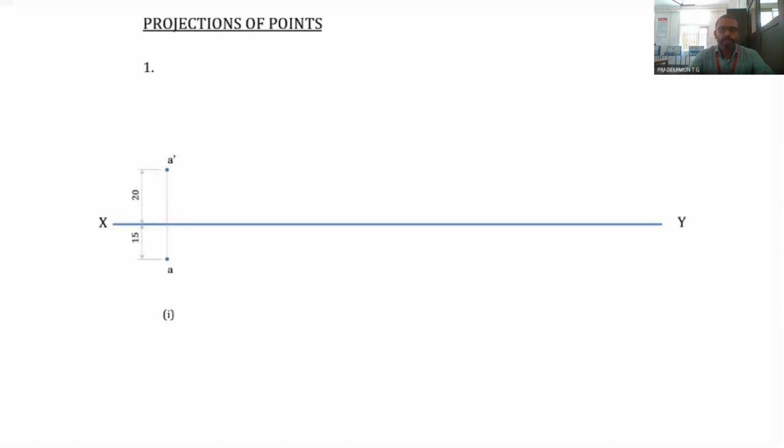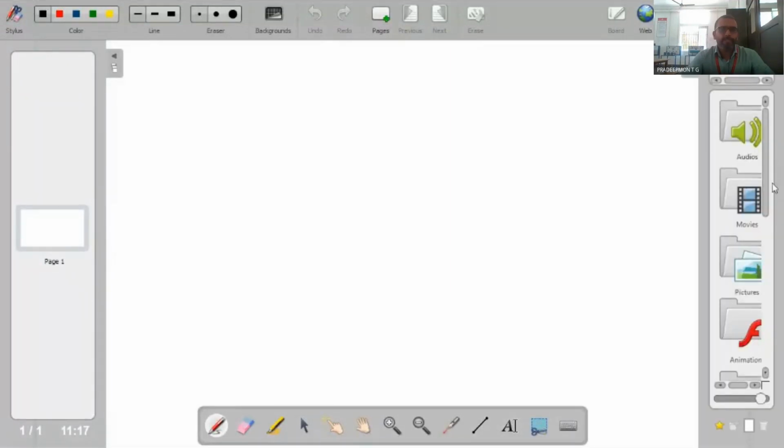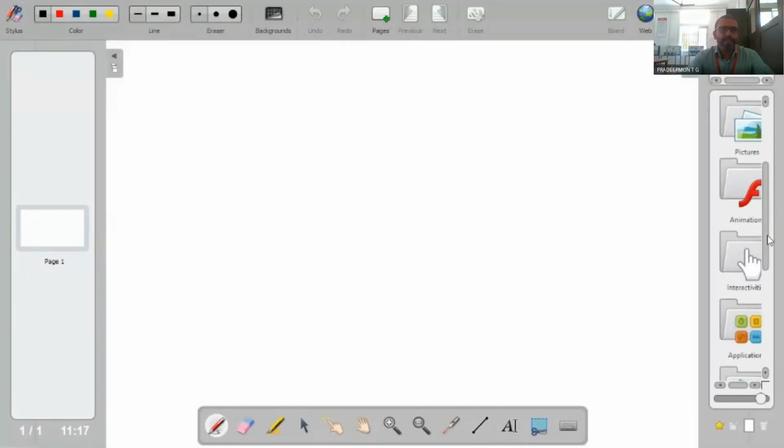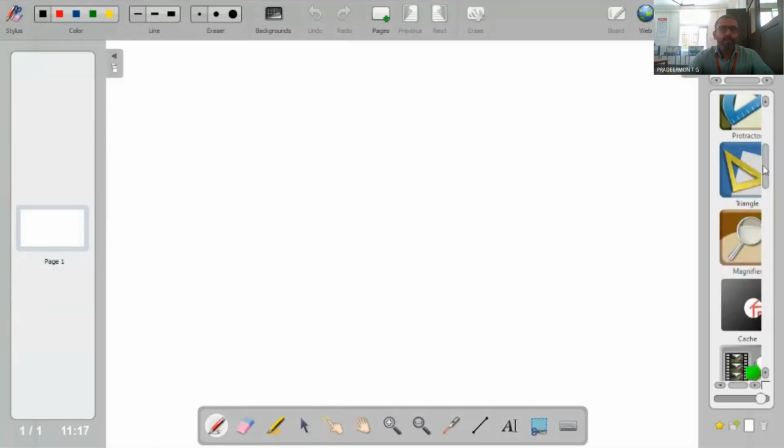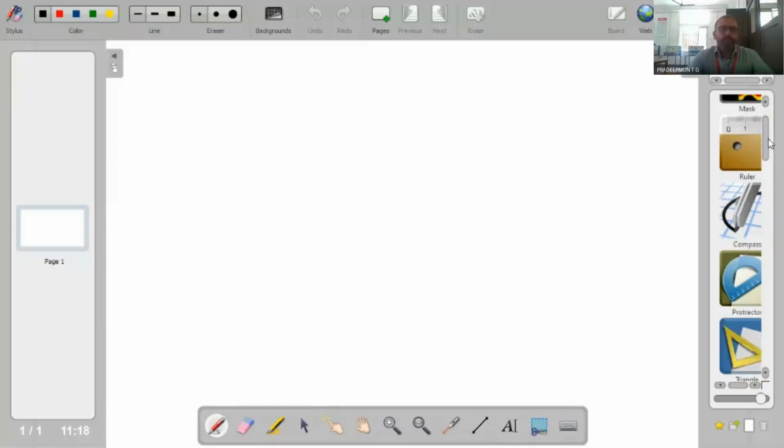For the first question in the exercises, this is the drawing that is required. So now I'll open the OpenBoard software and draw how this is being drawn. I am using OpenBoard software, but you have to draw it in your notebook. No need to go for the OpenBoard software. The drawing in the OpenBoard software won't give you any marks also.